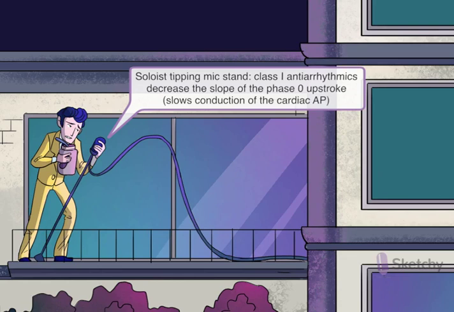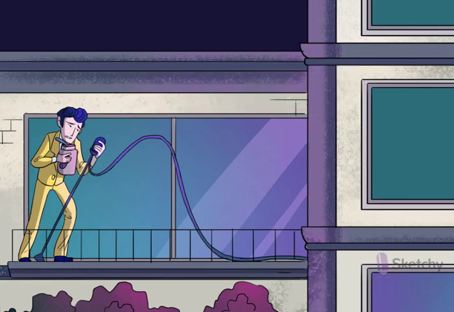Focus again on his left hand, tenderly holding that microphone as he tips it forward. His action of tipping the microphone stand forward depicts decreasing the rate of rise of phase 0. By blocking sodium channels, all type 1 antiarrhythmics slow the upstroke of the action potential, which slows conduction of the action potential through the tissue. The upstroke of the cardiac action potential will almost look tipped over with a decreased slope.